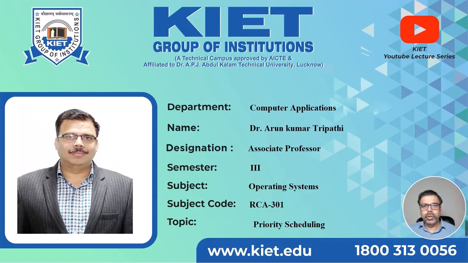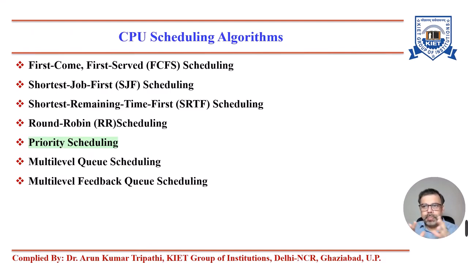Hello students, today I am going to cover one of the CPU scheduling algorithms that is known as priority scheduling. Priority scheduling means preference. When a number of tasks are executing simultaneously, to which task do we give the preference, or which task has the higher priority to execute first?